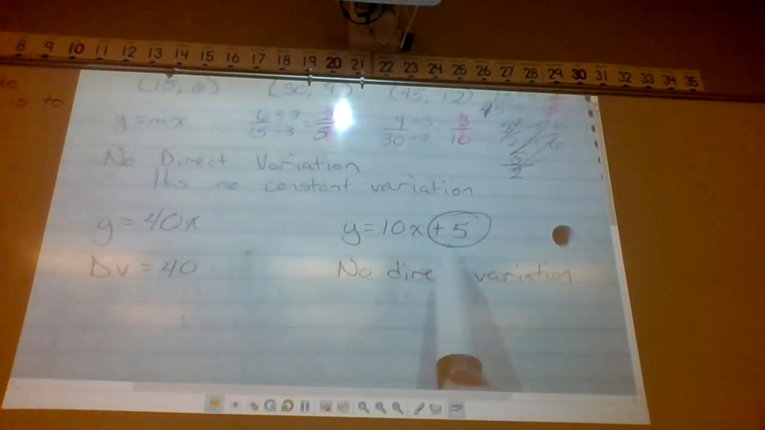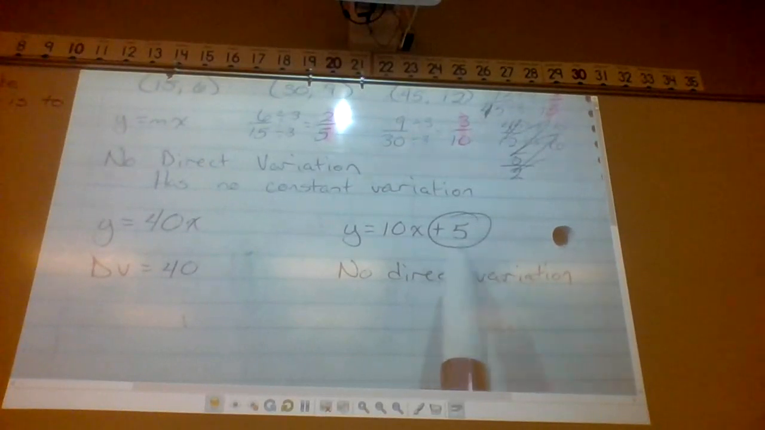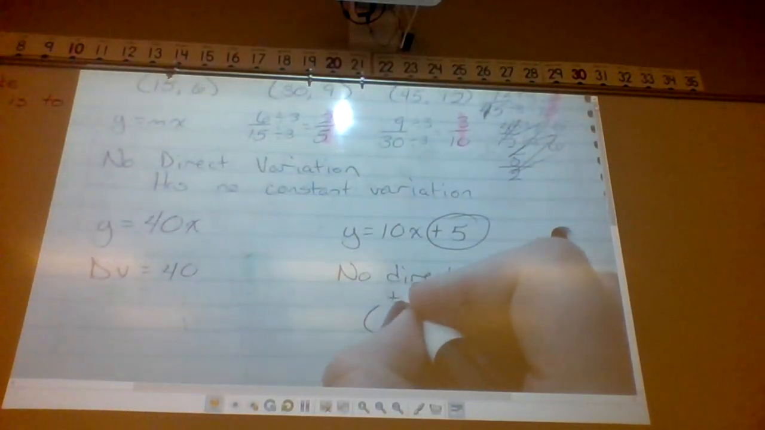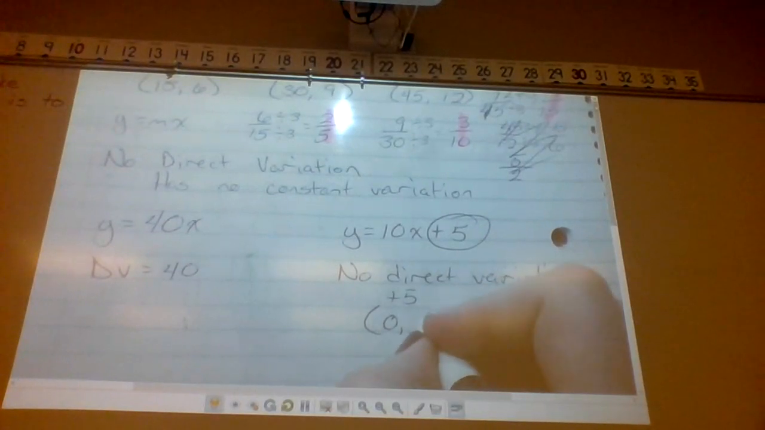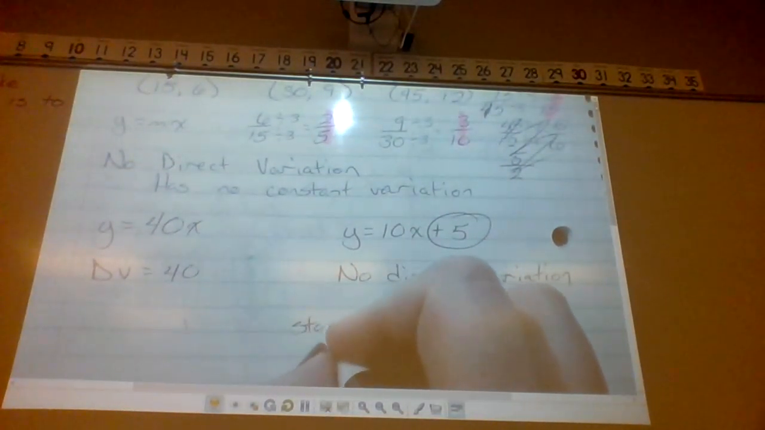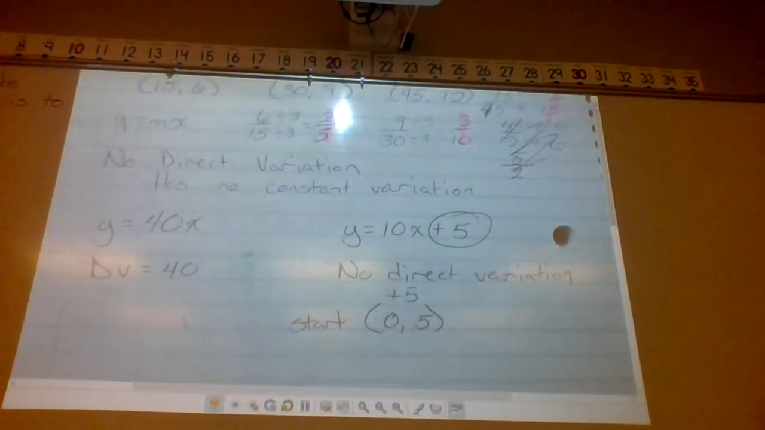This constant actually changes how we graph it. This constant means it will not go through 0, 0. Plus 5 means it starts at 0, 5. If it starts at 0, 5, do you hit the origin? No. You've already gone past it. You've already missed the mark. You're done. Okay? Any questions on that?